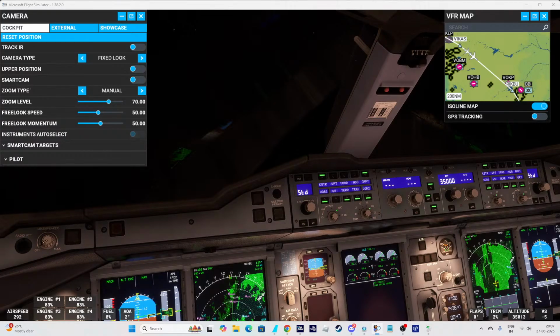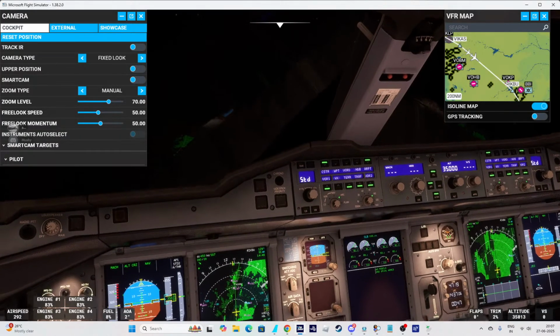Whichever direction the wind is, you will land in that direction. If the winds are 270, 250, you will land on 27. If the winds are 090, 100 at 10 knots, you will land on 09.